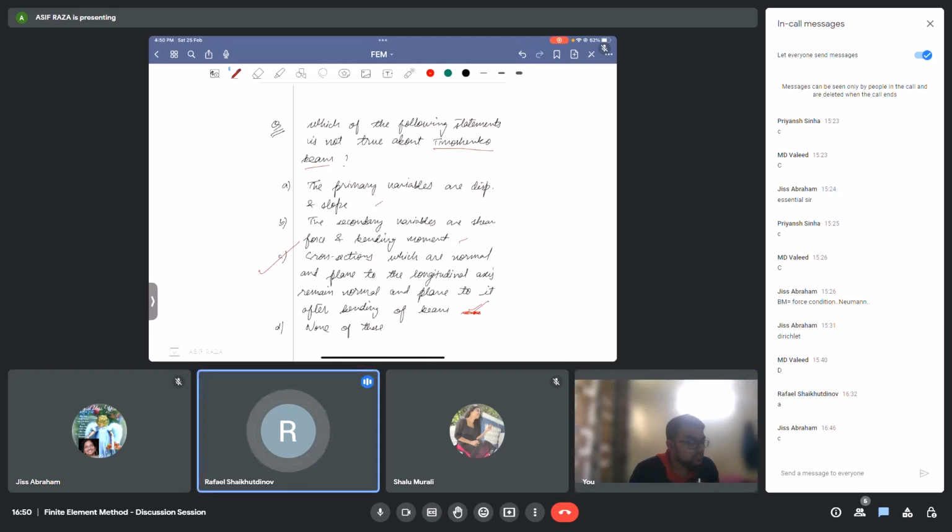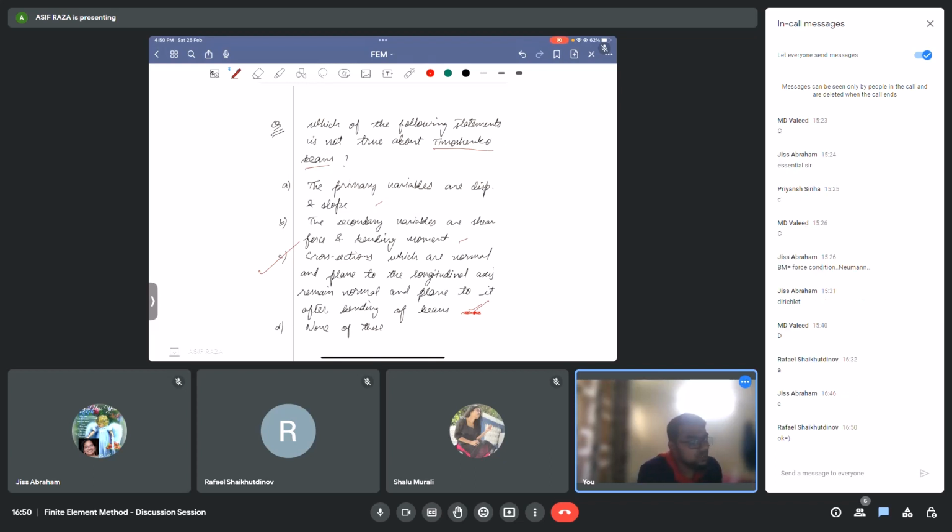By the way, what does it mean? None of these means that all are true. All statements are correct. The question asked which of the following statements is not true. So we found the third statement is the incorrect statement. If all three statements had been correct, then the option would have been none of these. I hope that makes sense. That makes sense.